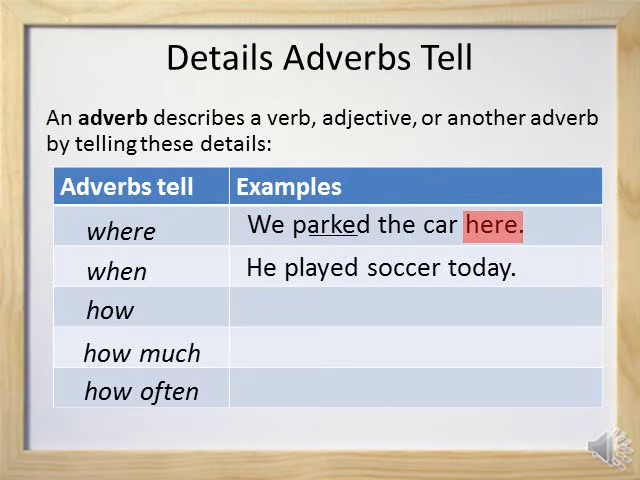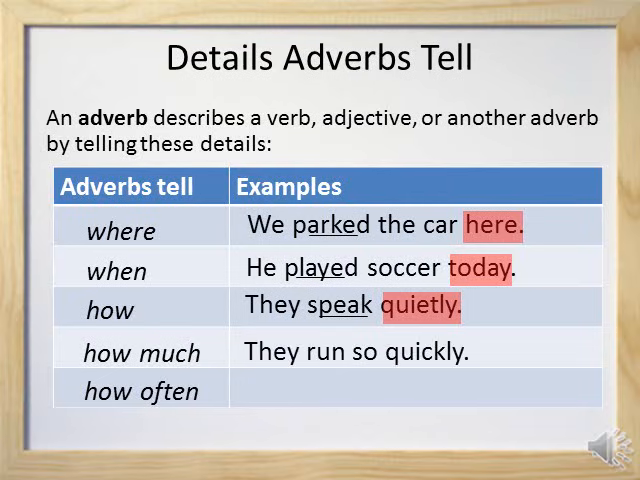He played soccer today. The action or verb of this sentence is played. Do you see the word that tells when he played soccer? Today. Today is an adverb because it describes the verb played by telling when he played soccer. When did he play? Today. How? They speak quietly. The action or verb of this sentence is speak. Do you see the word that tells how they speak? Quietly. Quietly is the adverb that tells how they speak.